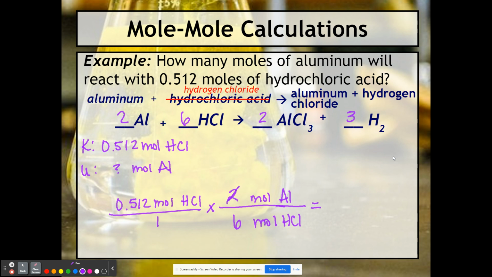You can simplify that to 1 over 3. So then you're just going to take your 0.512 and divide it by 3. When we do that, we should get 0.17 moles of Al.